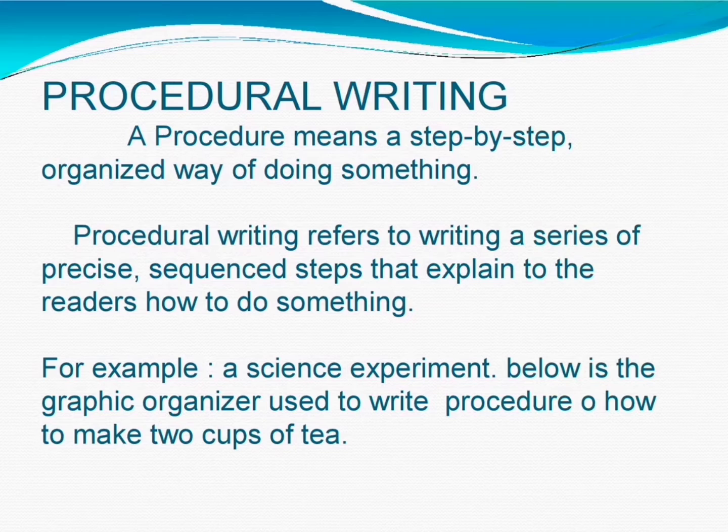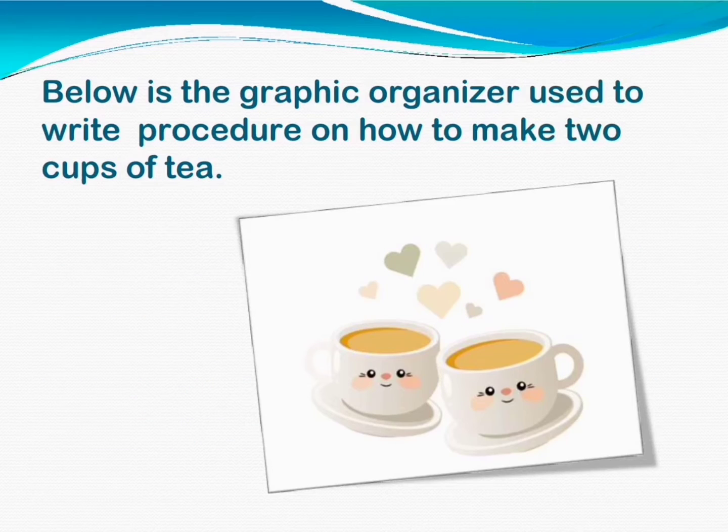Mostly we will use this procedure in science experiments. We need to follow some certain steps in a certain order, so that only we can get the proper results in that experiment. So procedural writing means doing step by step in an organized way to get the proper solution or proper result. Okay, for example, science experiment. Below is the graphic organizer used to write a procedure on how to make 2 cups of tea. Okay, so the purpose is to make 2 cups of tea.